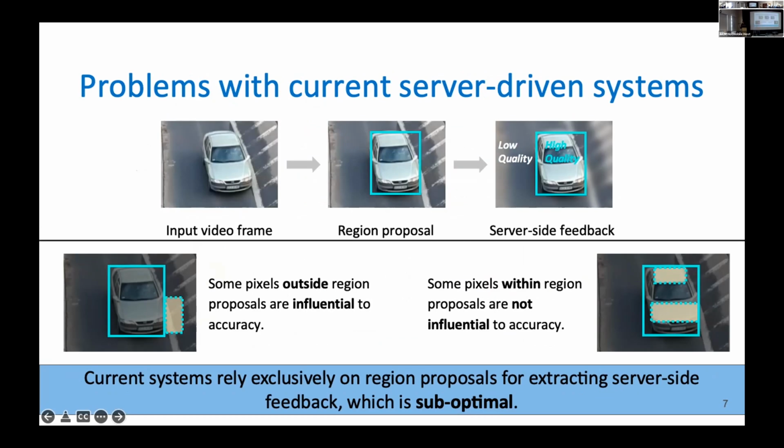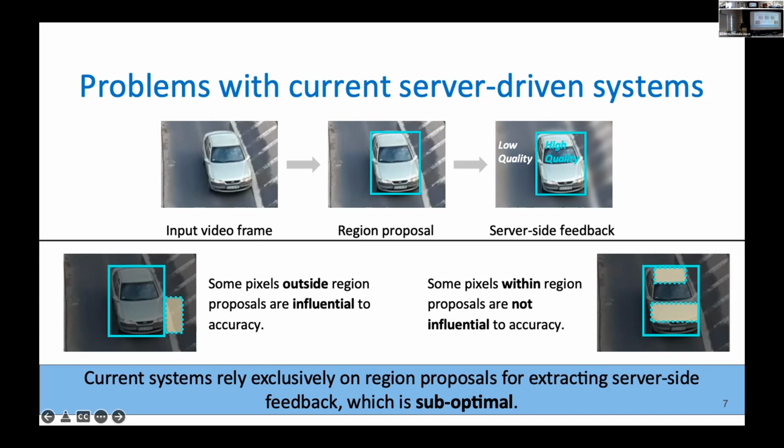Due to the wide adoption of existing server-driven video analytics systems, we first do a comprehensive study on the performance of existing systems in this design space. And we find that these existing systems actually leave a lot of opportunities for further performance improvement on the table. One particular problem we find with these systems is that they rely exclusively on region proposal results for generating the server-side feedback and for determining which part of the frame should be encoded in high quality in the second phase, as illustrated by the upper half of this slide.